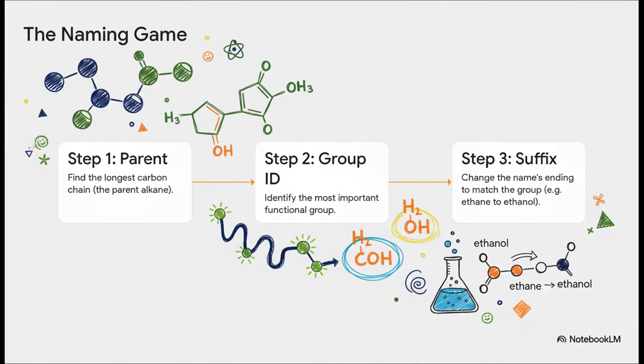And that system follows a really clear logic. First, you find the main carbon backbone. Then, you identify the most important functional group attached to it. And then, that group determines the suffix of the name. So, a two-carbon chain, ethane, with a hydroxyl group, which makes it an alcohol, becomes ethanol. See? It's a beautiful, logical system.